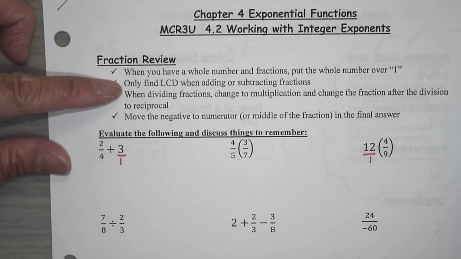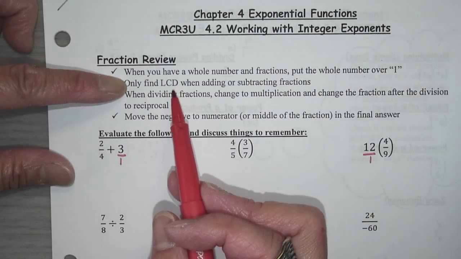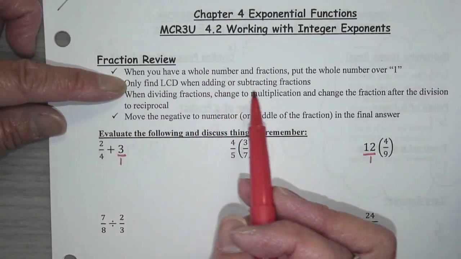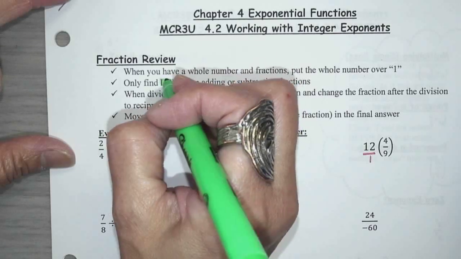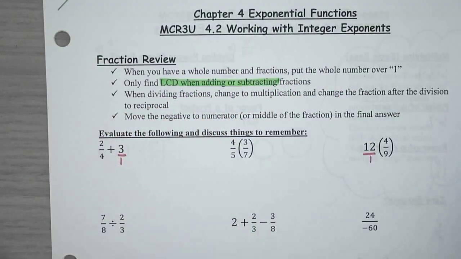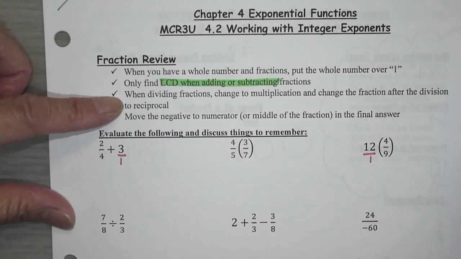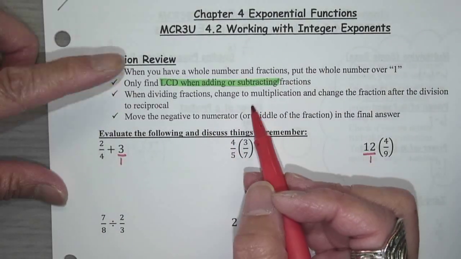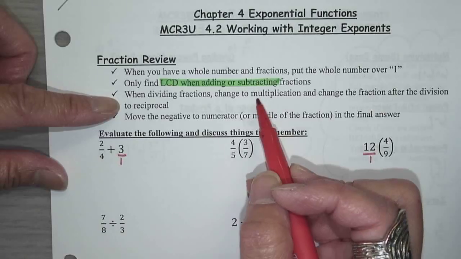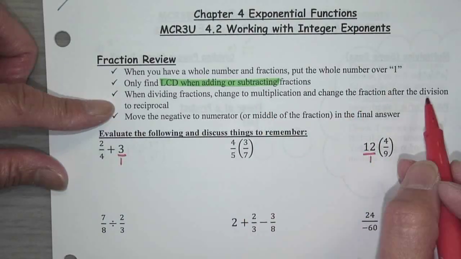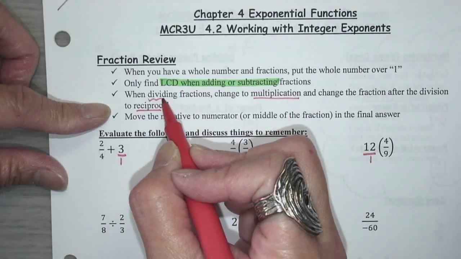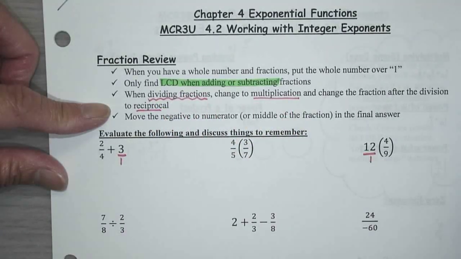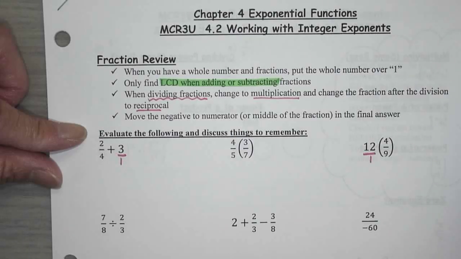So to do that. Only find the lowest common denominator, so LCD, when adding or subtracting. So lowest common is only for when you're adding or subtracting. When dividing, we know that we're going to change, right? We've used this already before earlier this year. Change it to multiplication and then reciprocal. So dividing changes to multiplication, then reciprocal. We know that. All right.